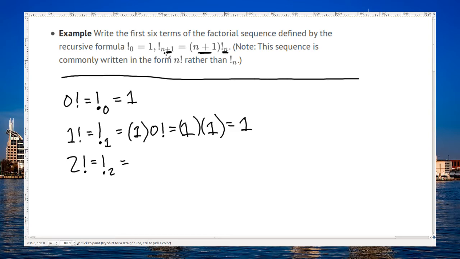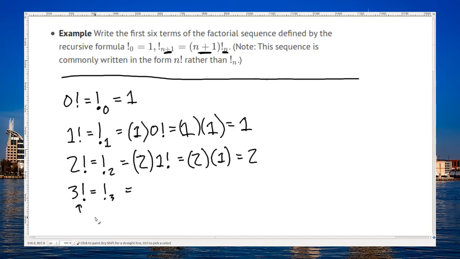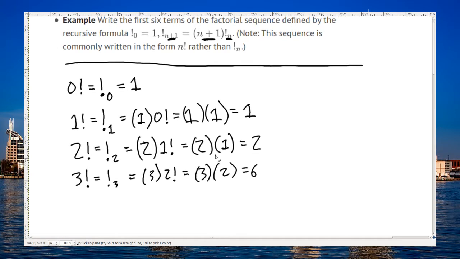Let's see, we need to take the subscript 2 and rewrite it, so we get 2 times 1 factorial, the previous factorial. 1 factorial is 1, and that's 2. 3 factorial, again, we usually write it this way. All this says is we're going to take 3 and multiply it against 2 factorial, the previous term, and that's going to be 3 times 2, which is 6.